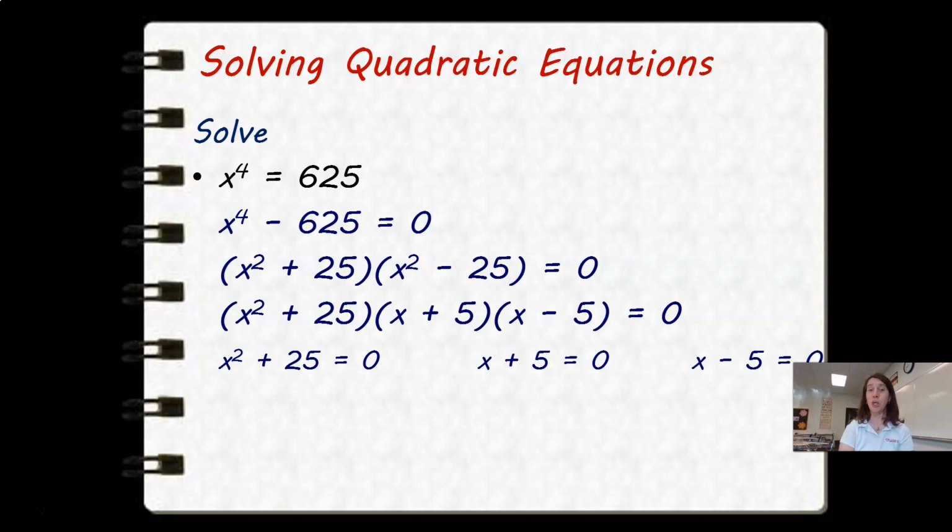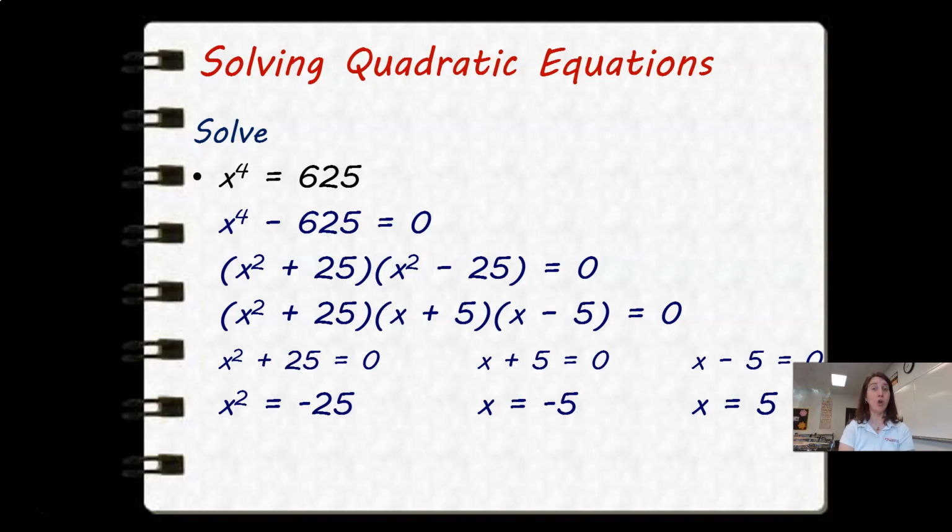Let's go back to the first equation. How would I begin to get x by itself? I would subtract 25. So I have x squared equals negative 25. On the second equation, to get x by itself, we just have to subtract 5. So 0 minus 5 is negative 5. And that answer is already done because the x is completely by itself.